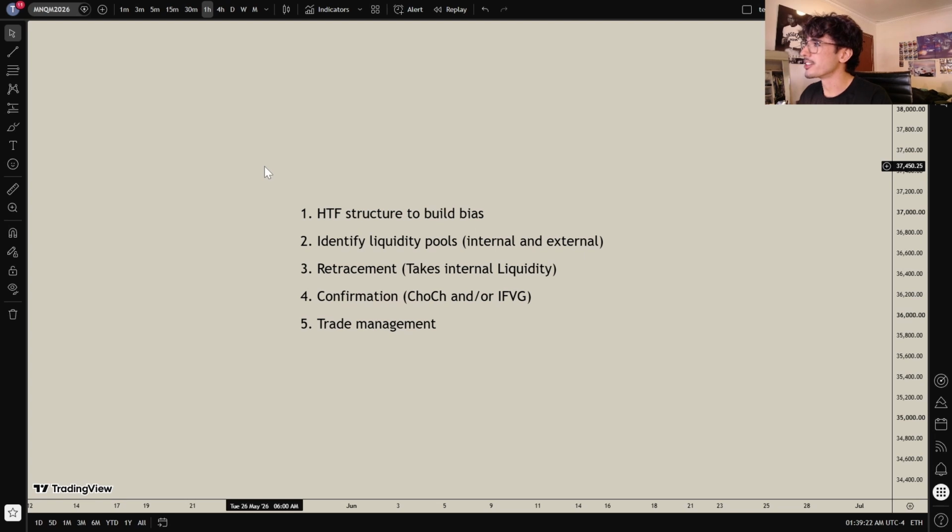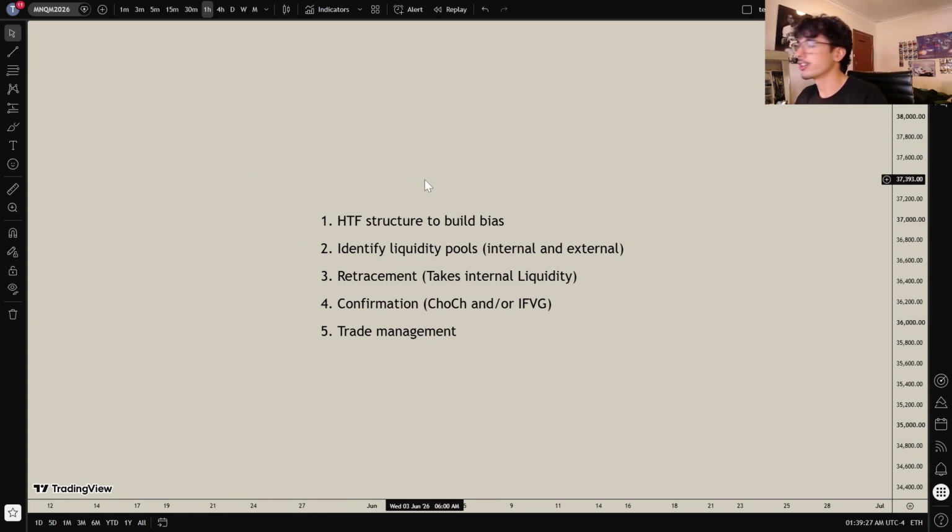So here is the basic layout of my strategy. I try to identify the higher time frame structure and build my bias around that structure. Then I identify internal and external liquidity pools within that structure. I wait for a retracement to take the internal liquidity, and then I wait for confirmation back towards the external liquidity for my entry. And then after, we have the trade management, which is where I go break even and how much risk I put on the table.